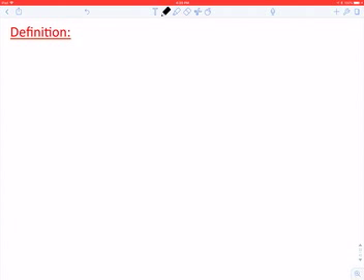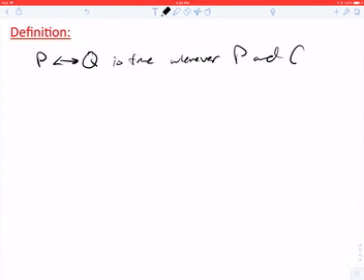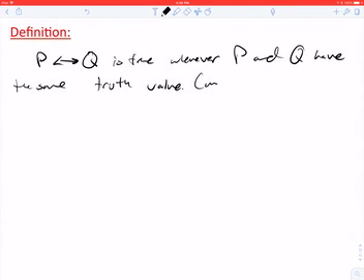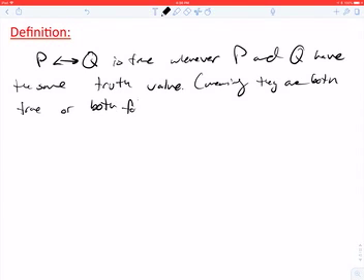So we have P biconditional Q is true whenever P and Q have the same truth value, meaning they are both true or both false.